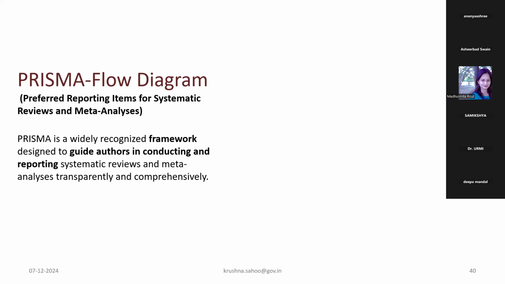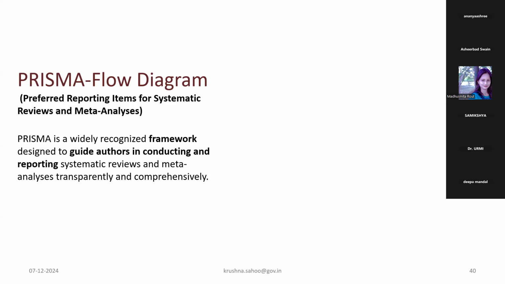PRISMA means Preferred Reporting Items for Systematic Reviews and Meta-Analyses. It's a widely recognized framework designed to guide authors in conducting and reporting systematic reviews and meta-analyses transparently and comprehensively. For example, we identify the articles from the core databases. Then we remove the duplicates. After removing the duplicates, we screen title and abstract. After title and abstract screening, some articles are taken for full text review. After full text review, finally we include this many studies in our review.